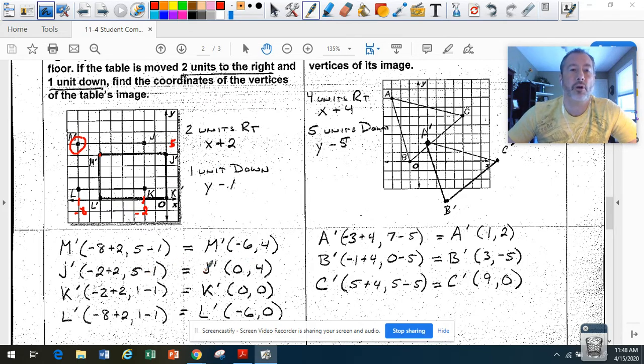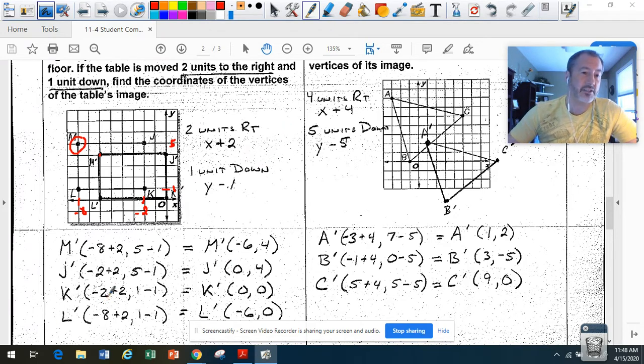So my J prime new coordinate is going to be (0, 4). Let's go over here to K. Let's start here at K. It looks like my original location of K is at -2 for my x, and over here at 1 for my y. So my original is at (-2, 1). Now, once again, we're moving it to the right 2 and down 1.